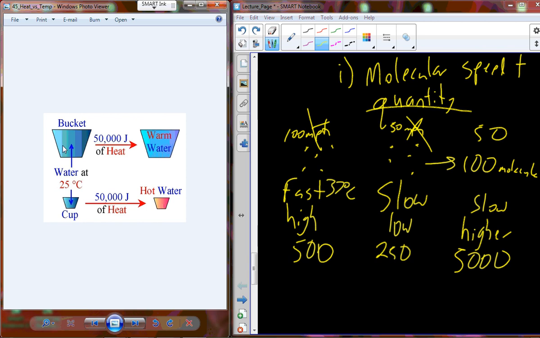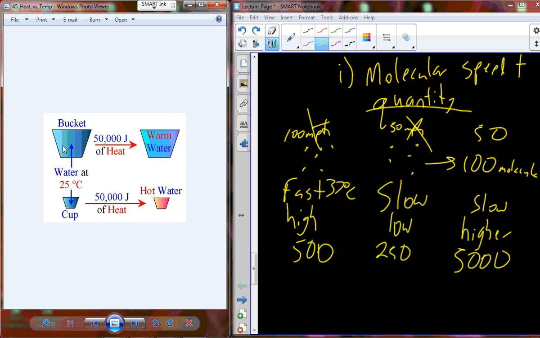I now have hot water here. We're well in excess of 25 degrees centigrade. Whereas over here in my larger bucket, I now only have warm water. So where's the higher temperature? The smaller bucket's higher temperature. Where's more heat? In the bucket, just because it's still a much larger quantity of molecules.